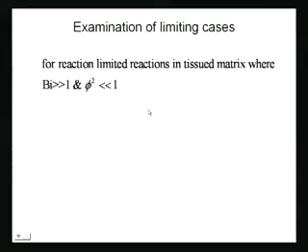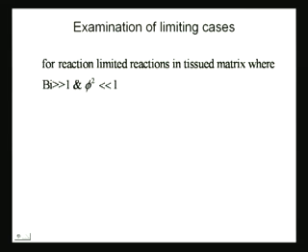So, the first case that we are going to look at is where the Biot number is much greater than 1 and phi square is much lesser than 1, or in other words the system is completely reaction limited. Okay. So, for reaction limited, what do you need? You need phi square much lesser than 1. Why are the two conditions necessary? Phi square much lesser than 1 means that the reaction time scale is much greater than the internal diffusion time scale. Now, why do you need two conditions?